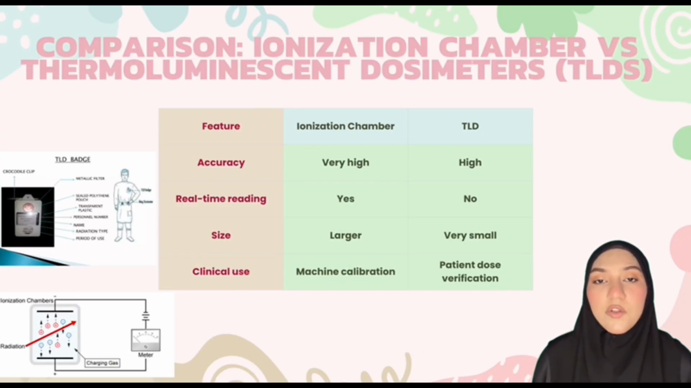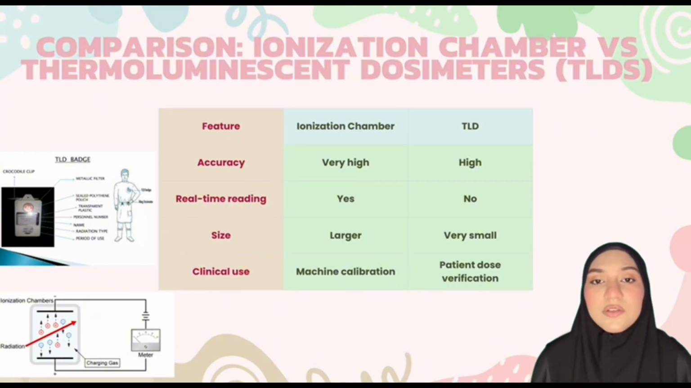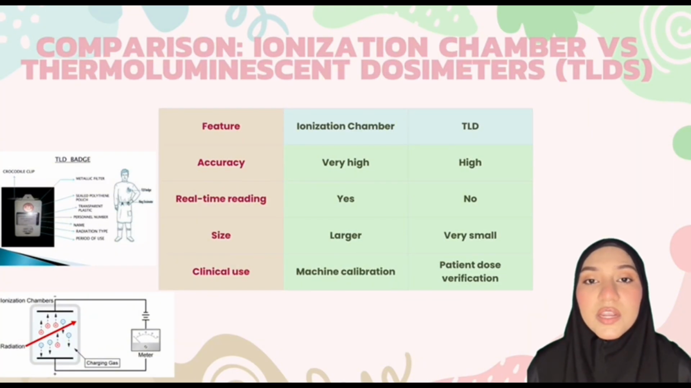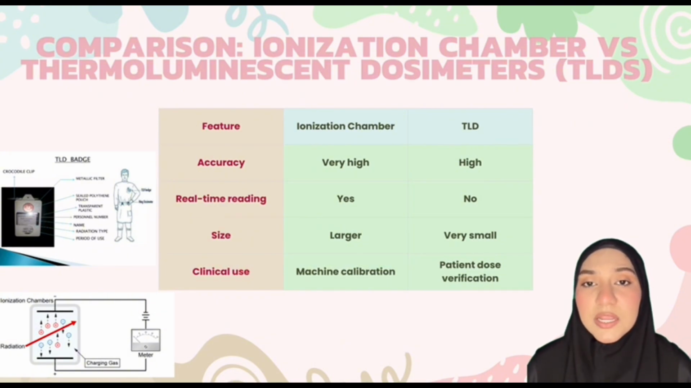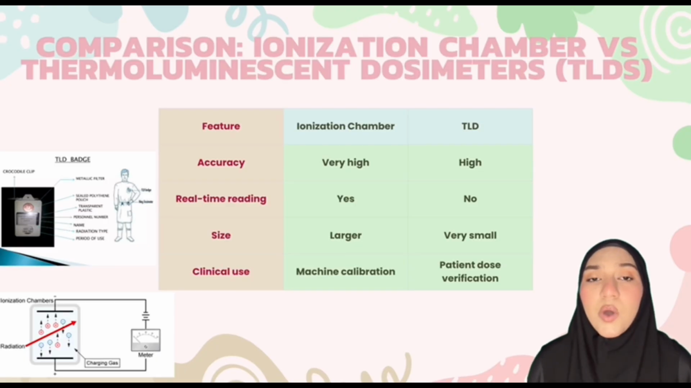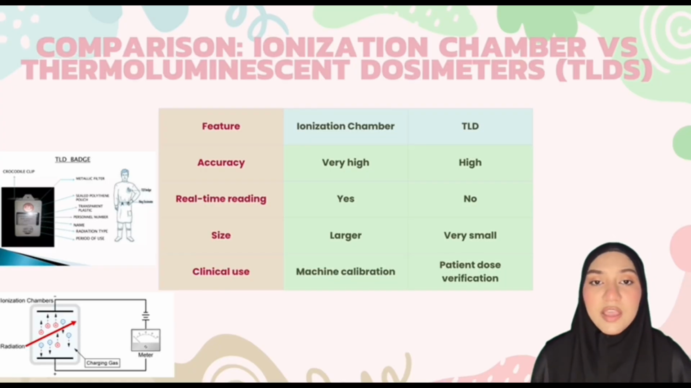In conclusion, dosimetry is a fundamental component of radiation therapy that ensures accurate and safe dose delivery to cancer patients. The gray is the primary unit used to quantify absorbed dose in treatment, planning, and delivery. Ionization chambers provide precise and reliable measurements for machine calibration, while TLDs are useful for verifying patient dose. Together, these dosimetric methods help achieve effective cancer treatment while minimizing unwanted radiation effects on healthy tissues.